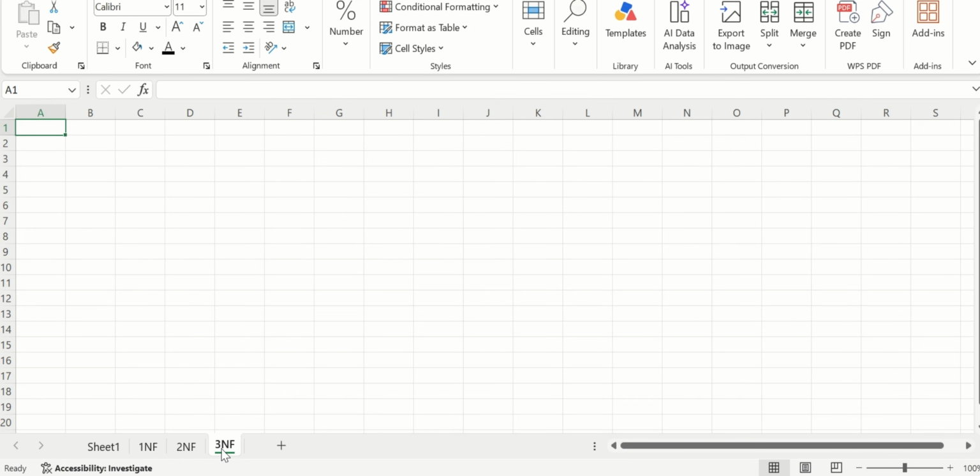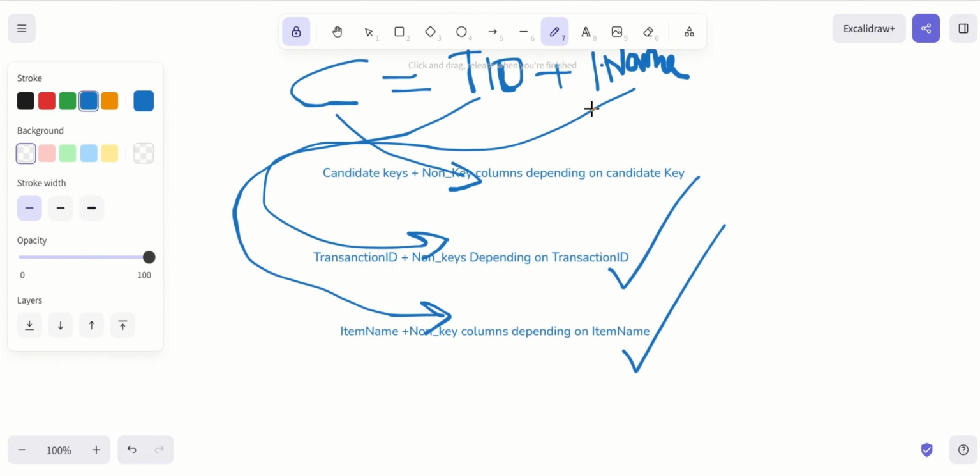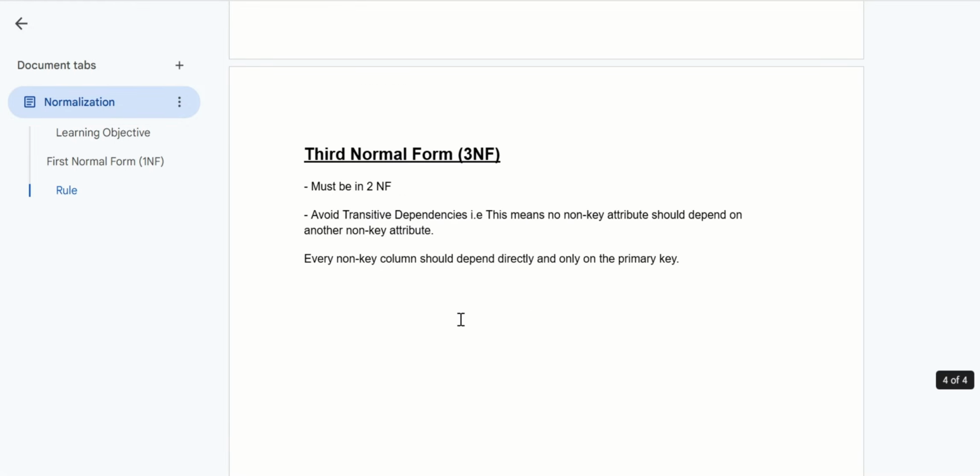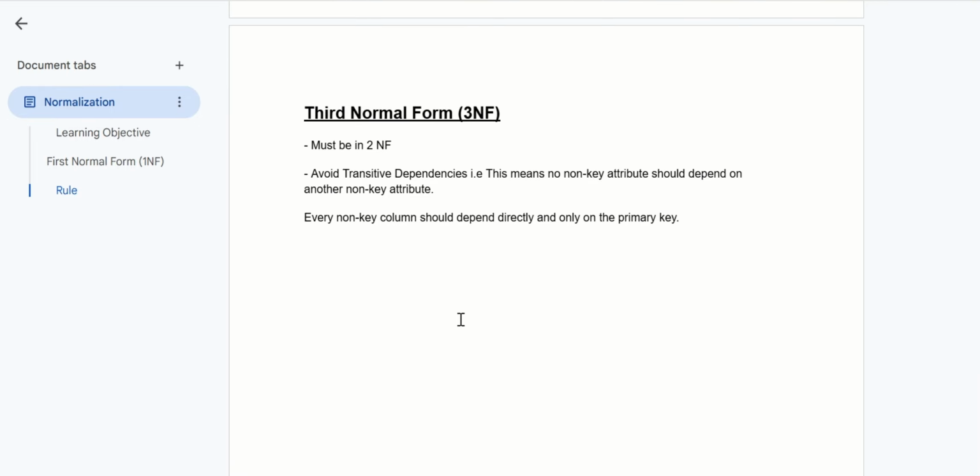So the third normal form here, so where's the rule? So we are also done with this. Yeah. So let's go to the third normal form. First of all, it must be in second normal form and avoid transitive dependency. So let's find what is transitive dependency.